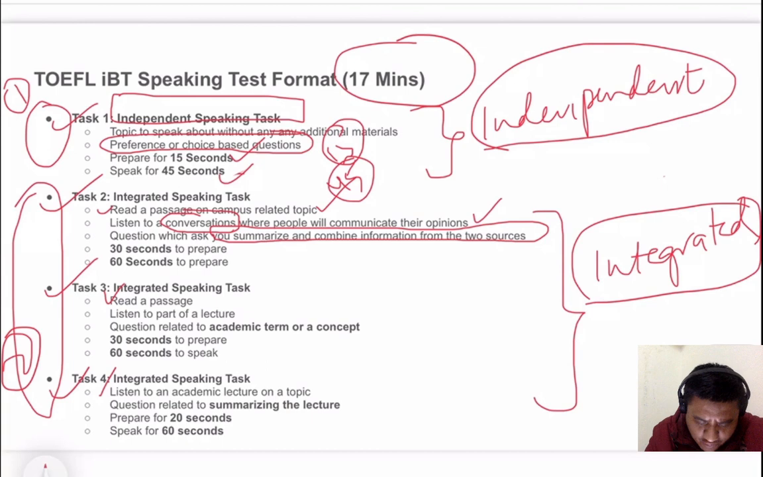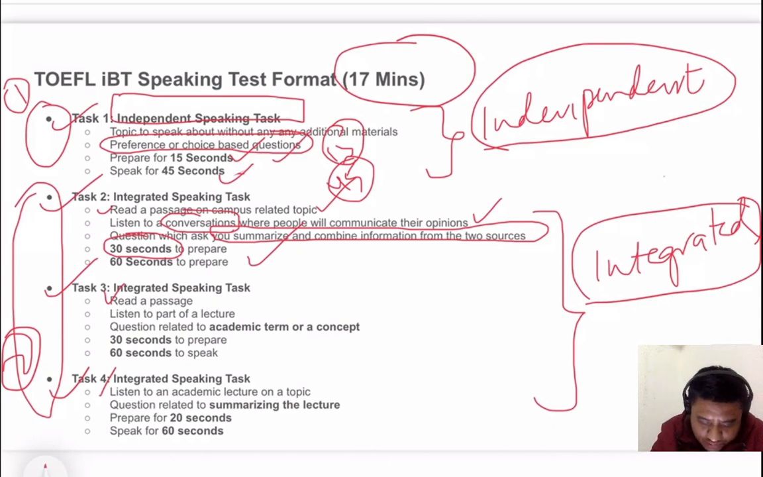For task 2, they'll give you 30 seconds to prepare, and you write some notes and try to summarize and synthesize information from what you have read and listened to, and then try to answer the given question. So you'll get 30 seconds to prepare. Once you have finished preparing, you have to speak for 60 seconds. So that's your task 2, TOEFL iBT speaking.